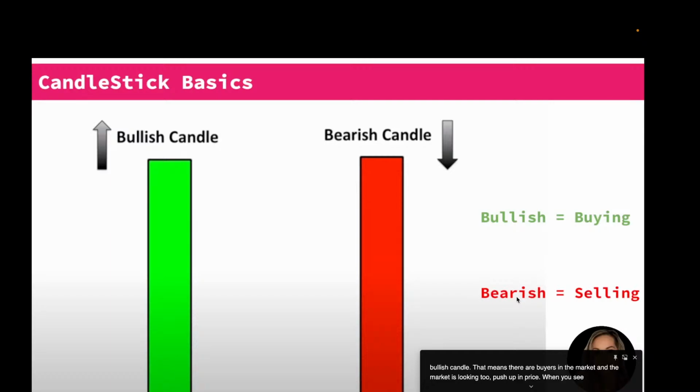When you see a strong red candle, like the one on the screen here to the right, that would be considered a bearish candle. When you see a bearish candle, that means that selling pressure is now in the market and the price has come down. So just remember, green is buying and red is selling. Green means bullish, red means bearish.